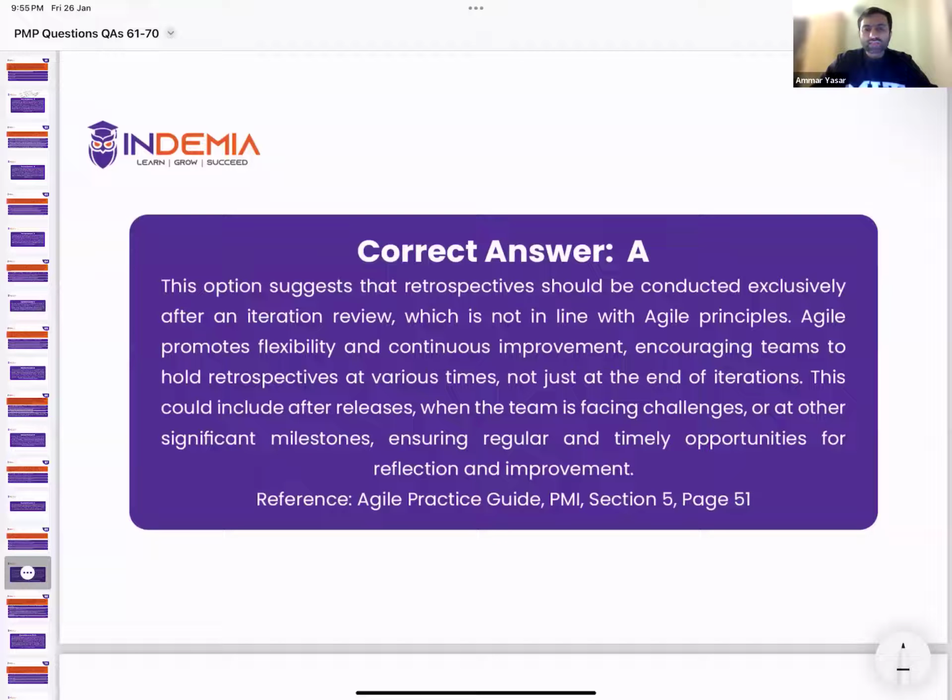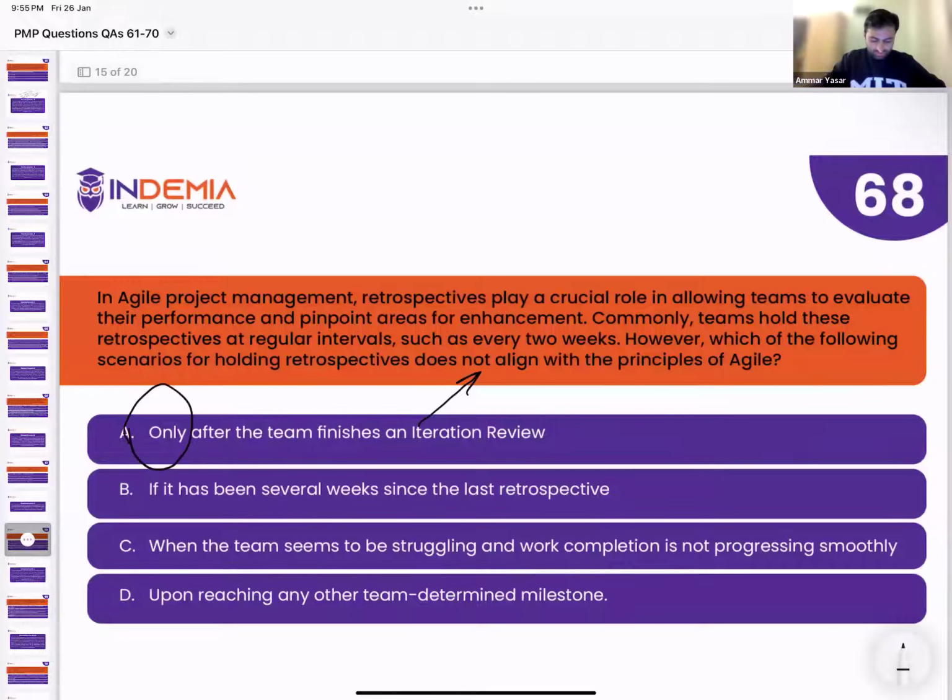All right, so in Agile, you can have a retrospective anytime, whenever you feel the need. So option A says only after the team finishes the iteration review. That's true from a Scrum perspective, but not from an Agile perspective. In Agile, there's flexibility. The team can have retrospective meetings whenever they're in need of that. It could be after a release, after the iteration, whenever the team is in trouble, or when a certain milestone is achieved.